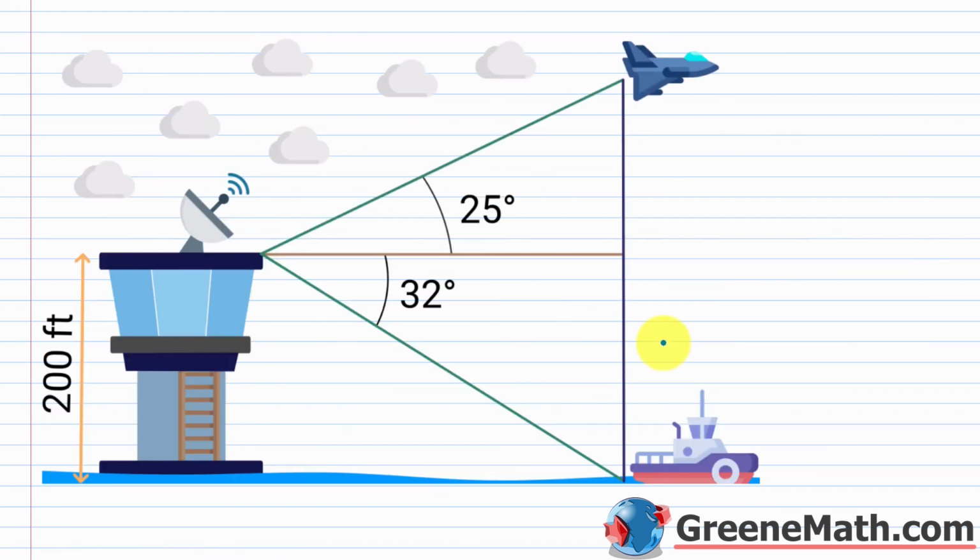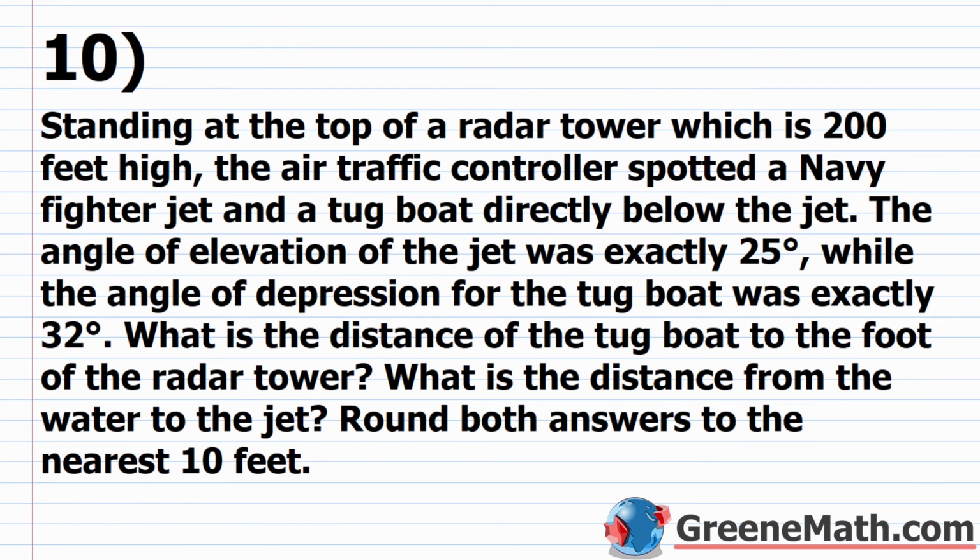So coming back to the sketch, this is the horizontal here. And then this is the line of sight going to the jet. This is the line of sight going to your tugboat. So the angle of elevation here is 25 degrees. And the angle of depression here is 32 degrees. Let's go back up and think about the first question.